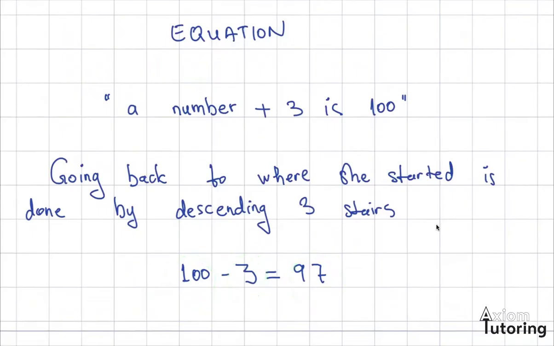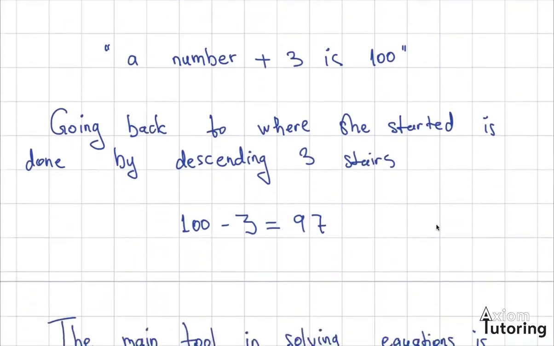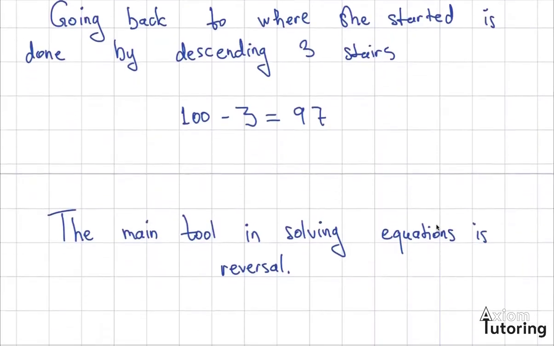This is why reversal is so powerful. It is the main tool for solving equations. Addition is undone by subtraction. Multiplication is undone by division. Activities like these are incredibly important because they help children feel comfortable with algebra long before they ever see a letter or a symbol. So reversal, whether in counting, actions, or numbers, is a foundational idea in mathematics. It builds deep understanding and prepares children for algebra in a very natural way.